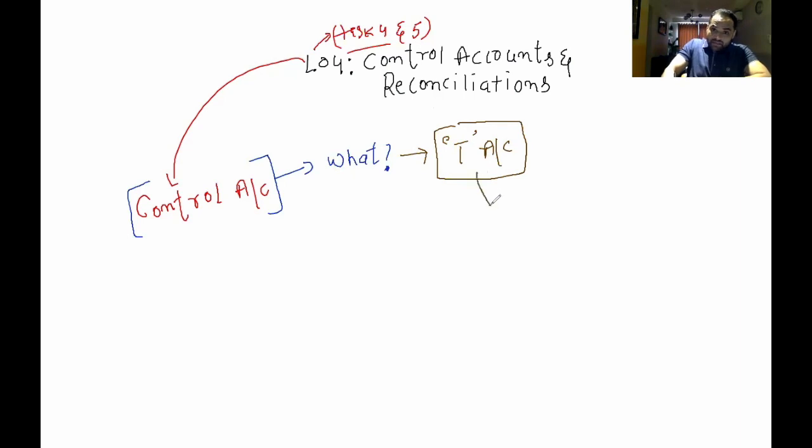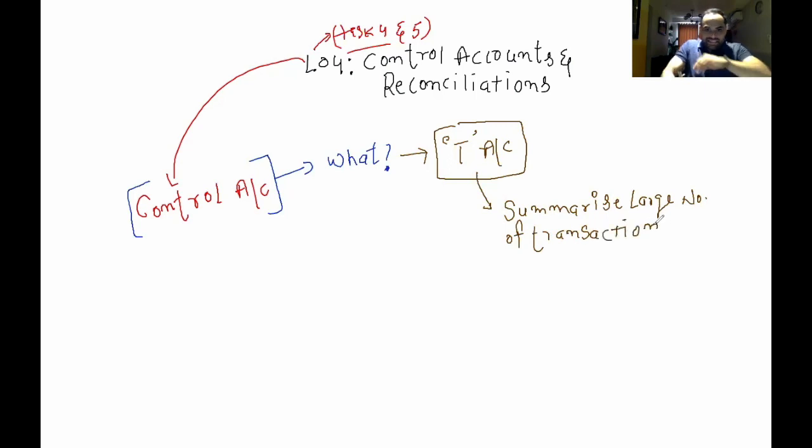That T account summarizes a large number of transactions. This is one T account. These T accounts record many kinds of transactions, different kinds of transactions, right?